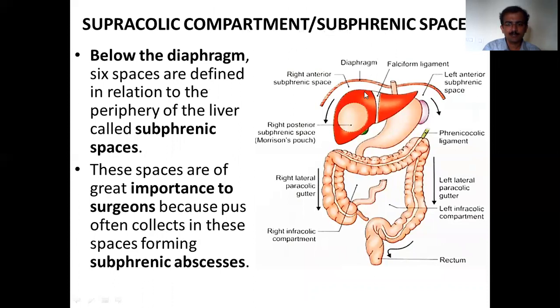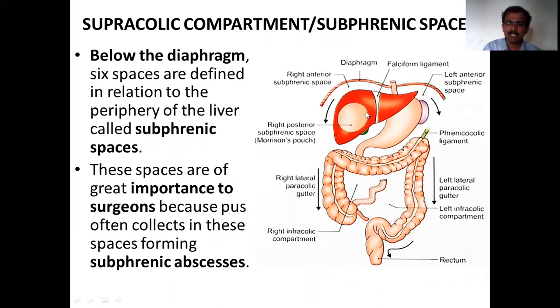This is also called the subphrenic spaces. In this compartment, mainly you see the subphrenic spaces just below the diaphragm. Below the diaphragm, there are six spaces in relation to the periphery of the liver. Here you can see the liver. Those spaces are called subphrenic spaces. Sub means below, below the phrenic. Phrenic means diaphragm. So, subphrenic spaces.